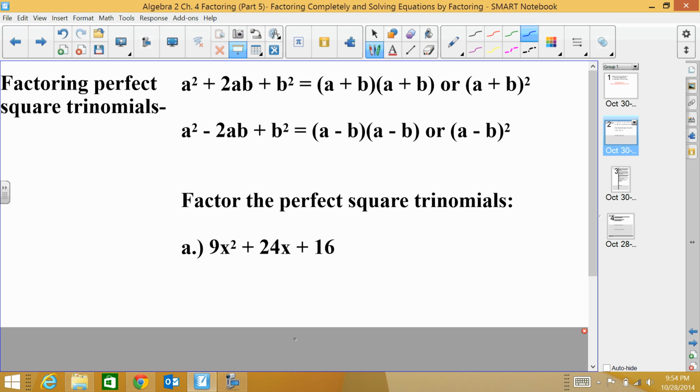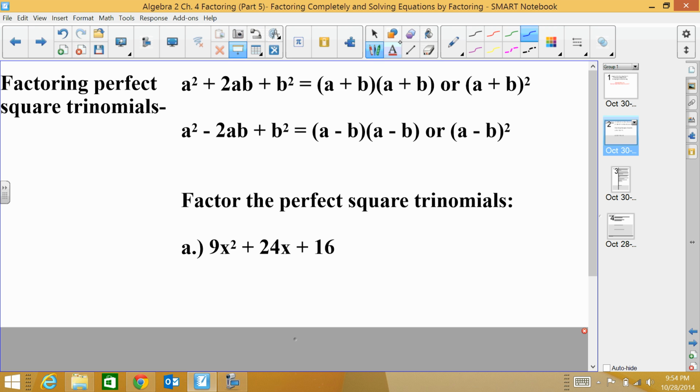So first, let's take a look at some special patterns that we have in factoring. This will help us when we're factoring completely. So a perfect square trinomial. What that would mean is that when I factor it, it breaks down into a perfect square. So, for example, this is just a pattern.